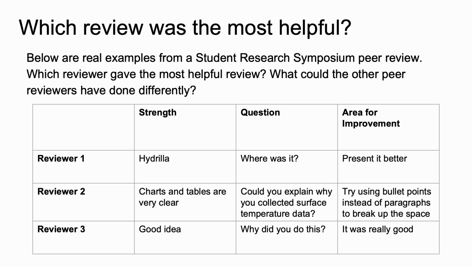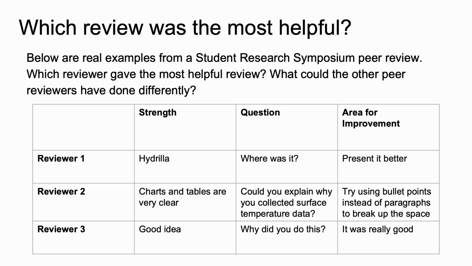Which reviewer gave the most helpful review? What could the other peer reviewers have done differently? Reviewer 1 wrote for a strength, hydrilla. For a question they wrote, "Where was it?" And for an area for improvement they wrote, "Present it better."